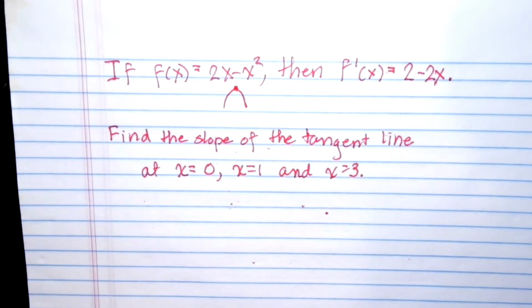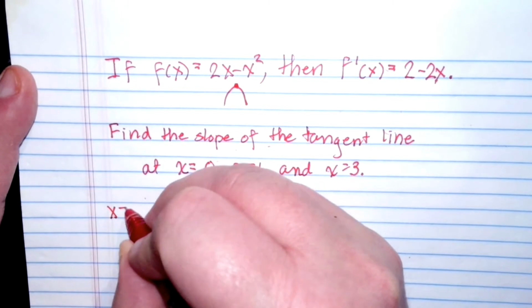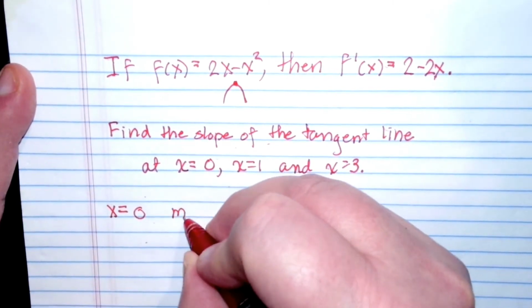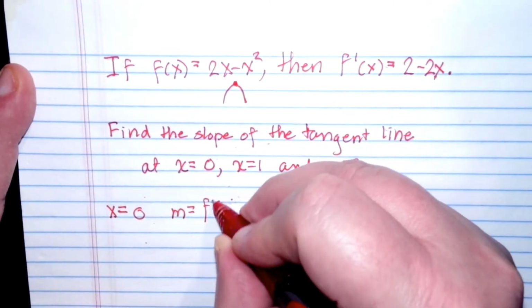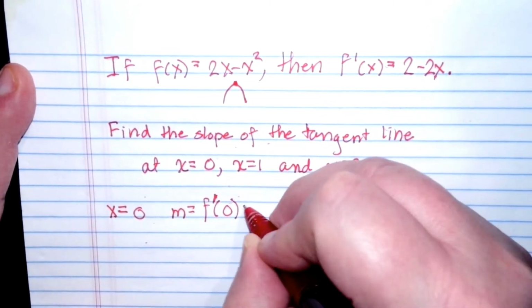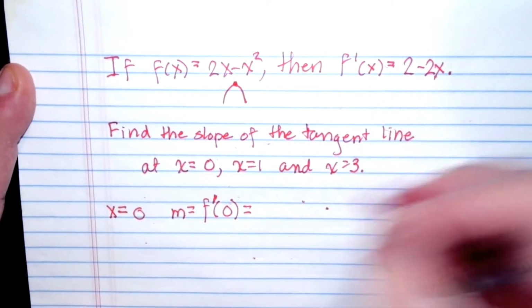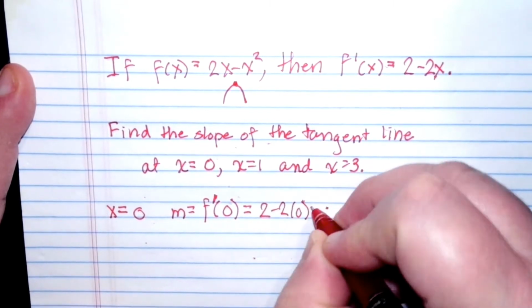Alright, so as we discussed before, the derivative is a formula for finding the slope. So to find the slope at x equals 0, all we need to do is substitute in 0 into the derivative. So our derivative is up here, 2 minus 2x. Substitute in 0. 2 minus 2 times 0, that's 2.